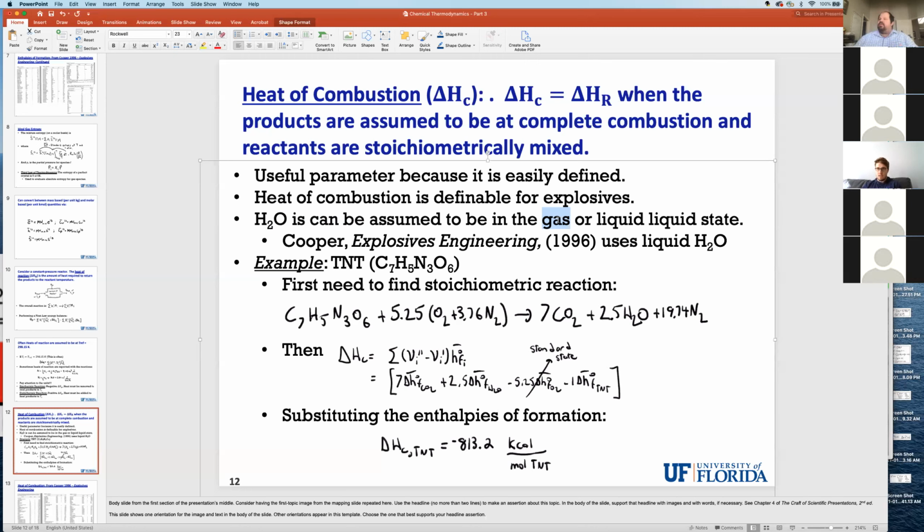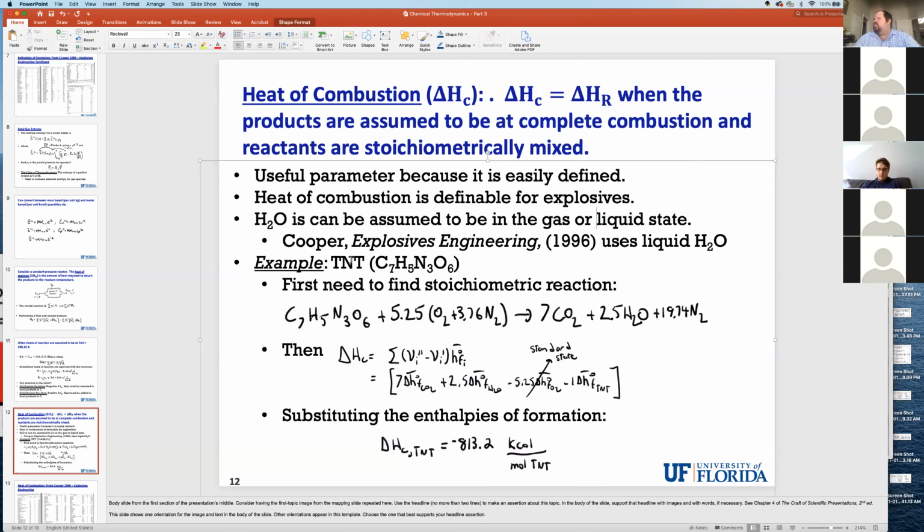So I personally like to assume that the water vapor is in the gas phase, but Cooper and a lot of the explosive literature basically assume that it is at the liquid state. So if you're doing this for an explosive, assume the liquid state, even though I don't think it's really physical, but it's just the way it is.